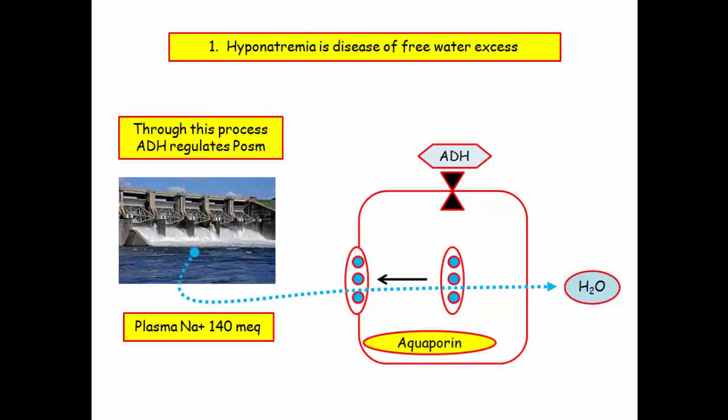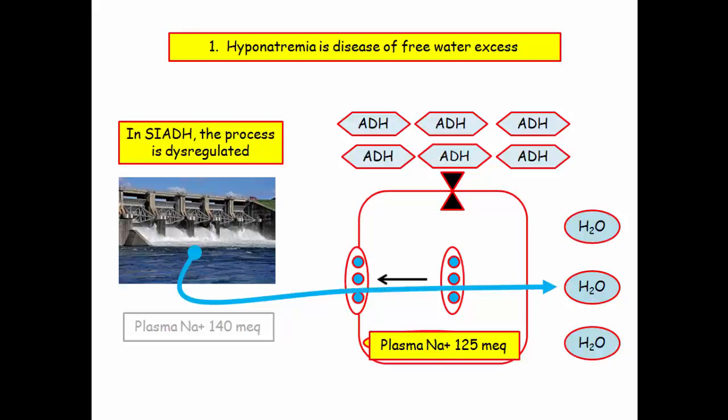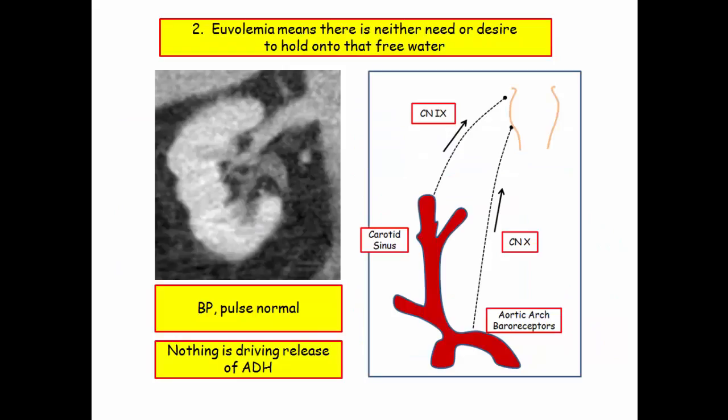Through this process, ADH regulates plasma osms. The principal osmolyte in that plasma osm is sodium, so simply doubling the sodium gives you a good approximation of the plasma osmolarity, as BUN and glucose only contribute marginally to the P osms. In SIADH, the process is dysregulated. You can see the excess ADH here, leading to excess water absorption. The excess water absorption generates hyponatremia. We went from a plasma sodium of 140, which is normal, to now having a plasma sodium of 125, which is markedly decreased.